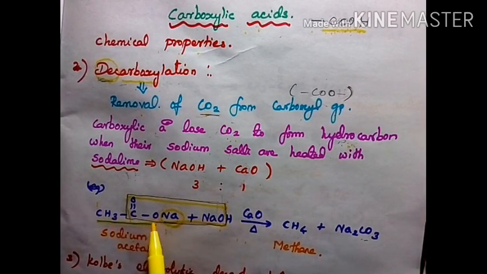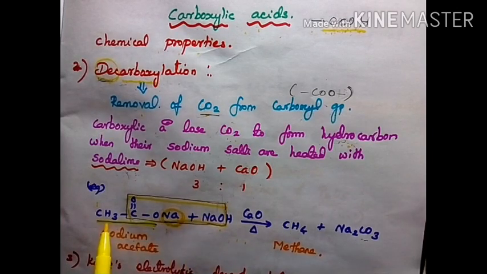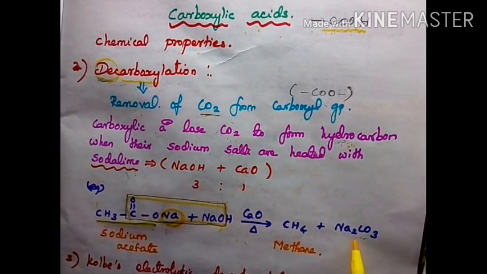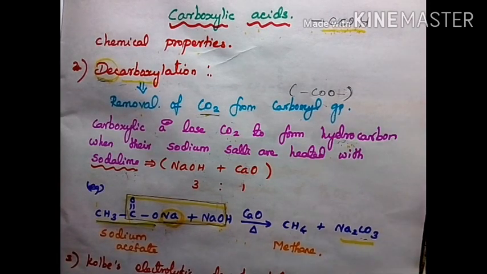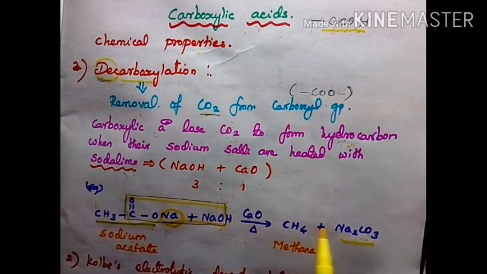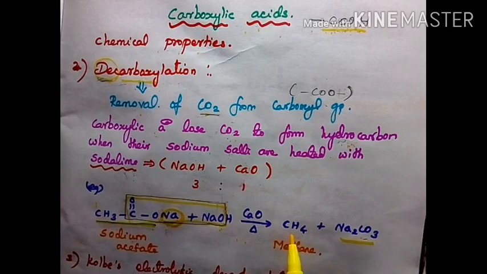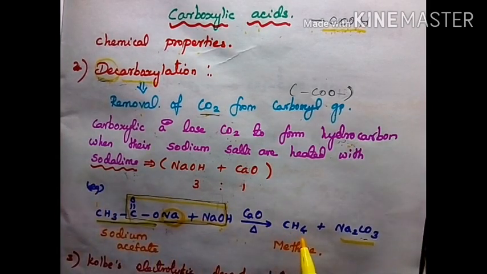Now, CH3COONa. This is the sodium salt of carboxylic acid, sodium acetate. Soda lime, NaOH and CaO. What happens? Since we have taken it as a salt, the carboxyl group is removed as sodium carbonate. What is remaining here? One CH3 and hydrogen. It is called an alkane, that is, a hydrocarbon. Here only one carbon is there, no? So we get methane.